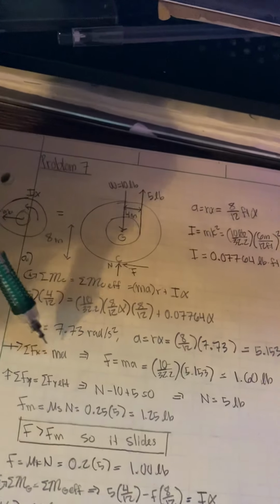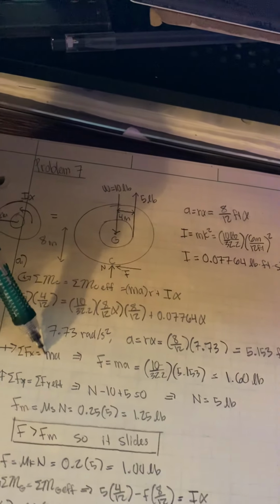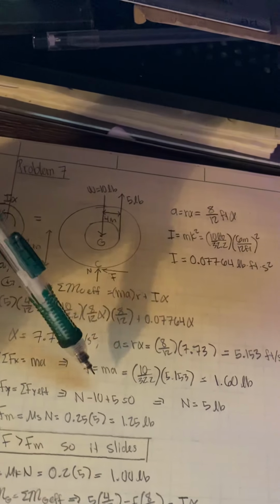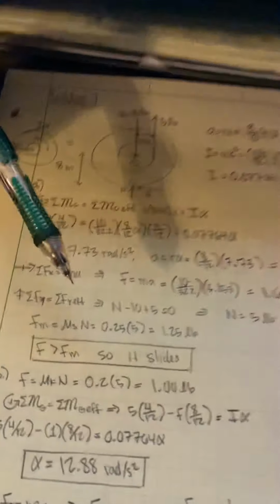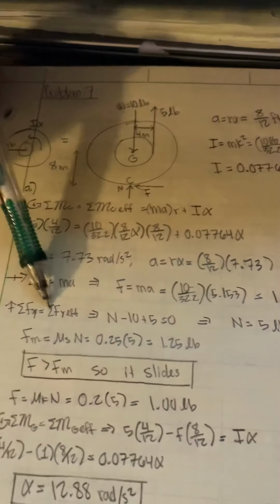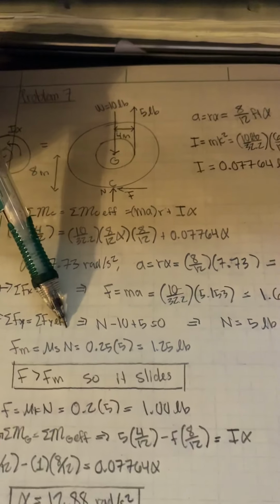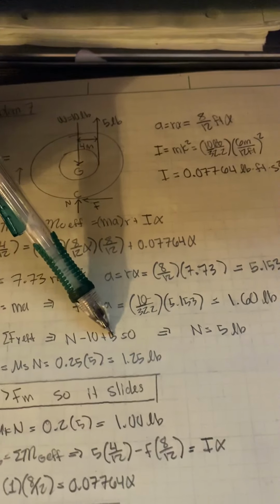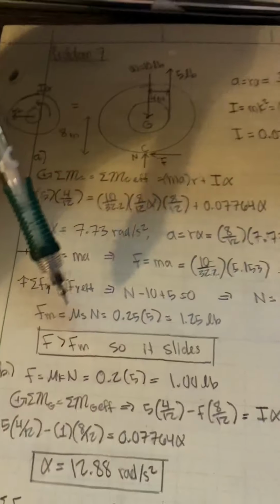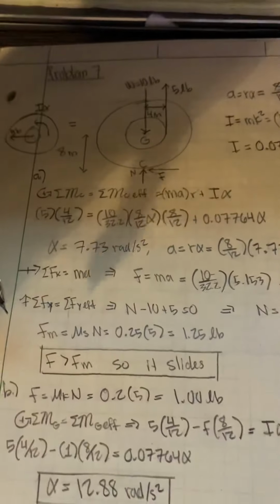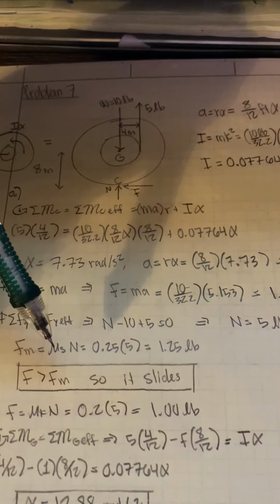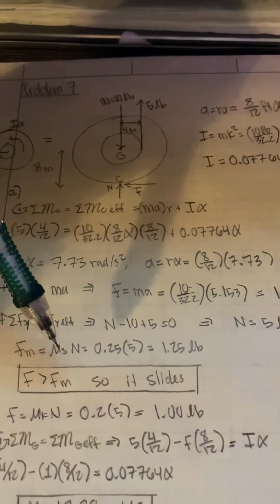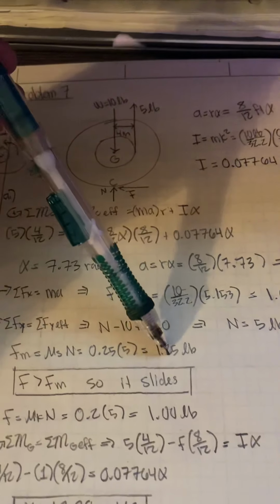And now we get the sum of forces in the x direction, which will equal mass times acceleration. And right here we solve for our force, which is this right here. Now we get the sum of forces in the y direction, which will equal 0. We get our normal force. Now with our normal force, we'll do our kinetic friction times the normal force, which is equal to this.